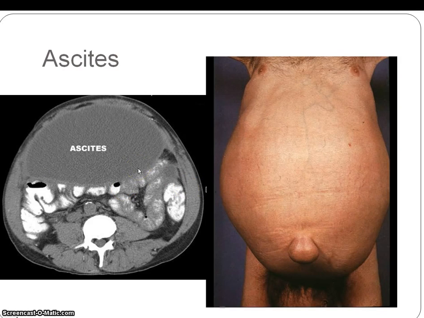When the liver is not making specific proteins properly, those proteins are lacking from the blood, and the osmotic gradient in the blood isn't sufficient to keep the liquid part of the blood in the blood, and so it leaks out into these interstitial spaces. So this is what we would call the peritoneal space.